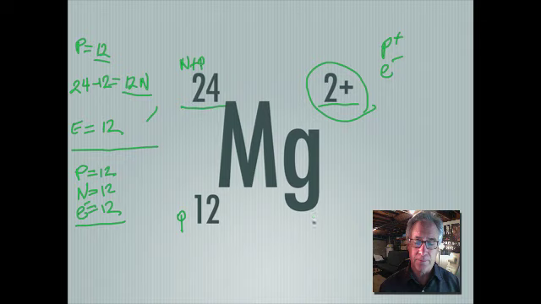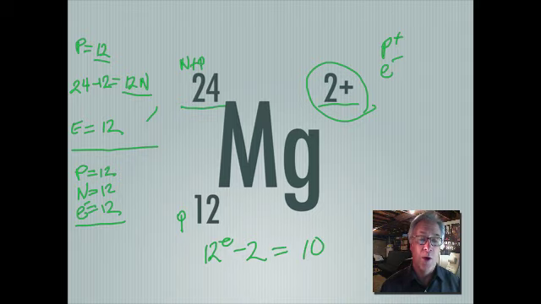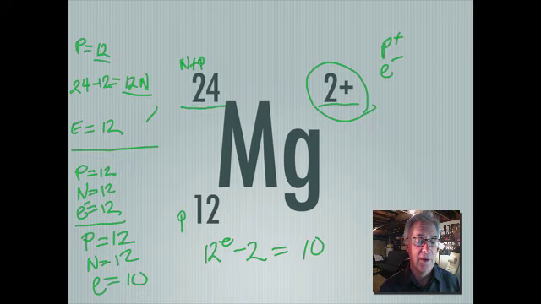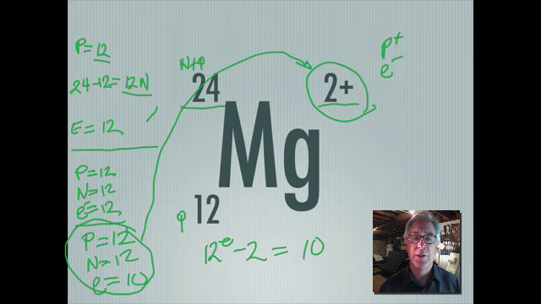So we know that this is 12. There would be 12 electrons if it was stable, and we're going to subtract 2 of them because that's what it says up here, and that's going to get us 10 electrons. So for a charge of 2 plus, protons are 12, neutrons are 12, and electrons will equal 10. This one right here best describes magnesium with a 2 plus charge. So that's how you would calculate one of those if it had a charge on it.